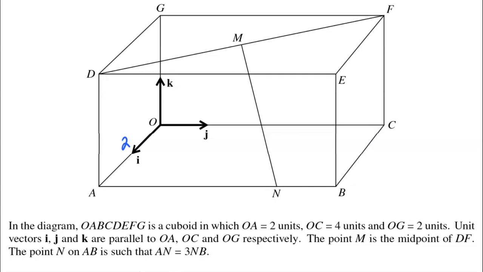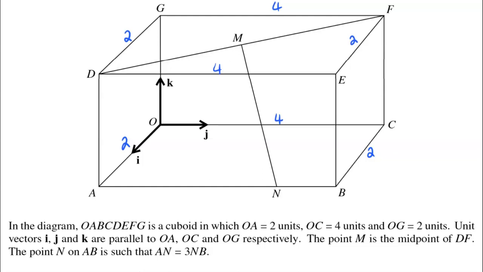But let's just put 2 because it's 2 units, which means all the other lines which are parallel on all other edges of the cube are going to be 2 as well. And we know that OC is 4. And so OC is j. That means that line as a vector would be 4j. And of course, the top is the same. And this top is the same. And when we get down to AB, it's 4.